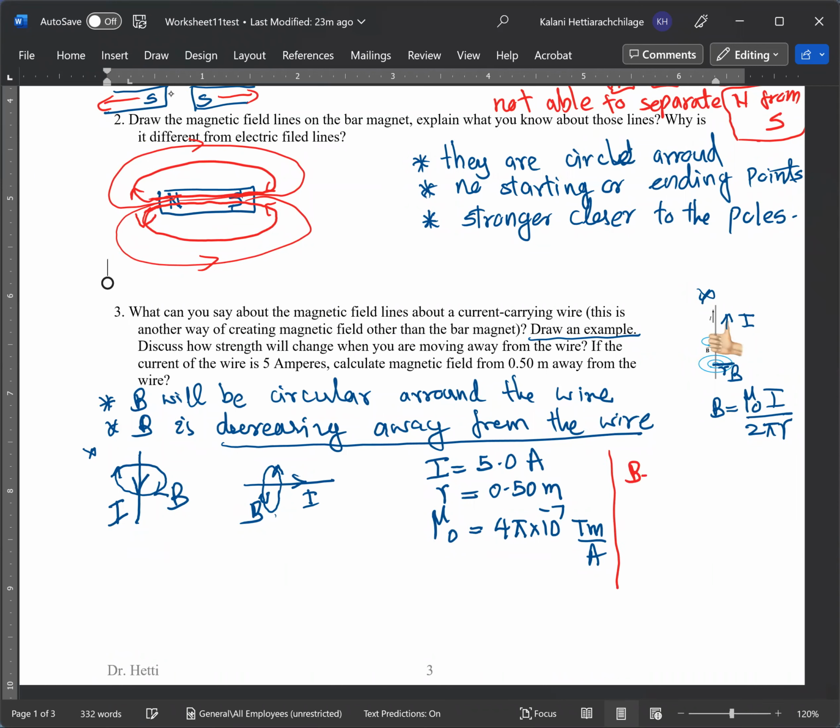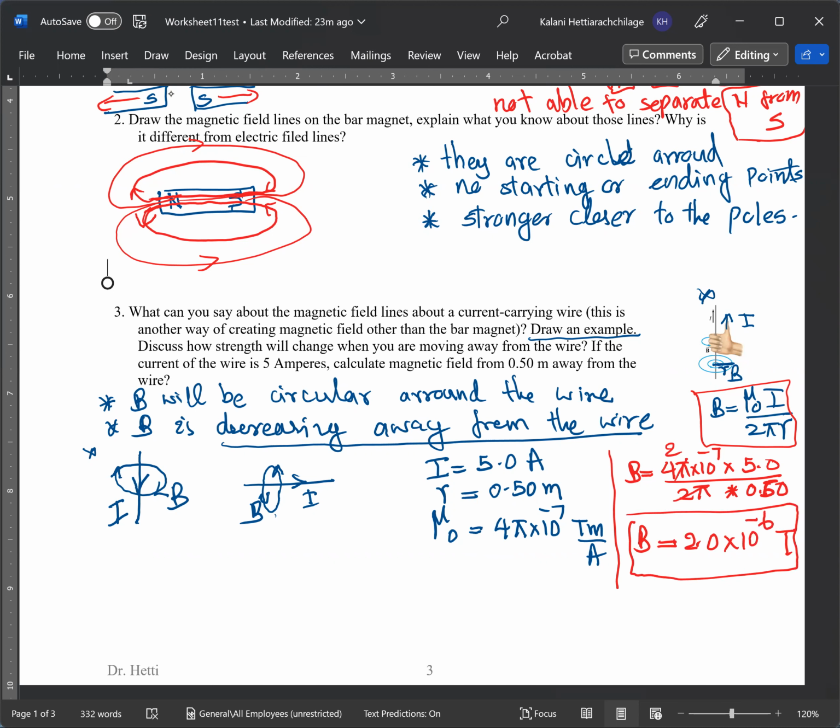So B equals mu naught I over 2 pi R, that's what we're going to use. Mu naught equals 4 pi times 10 to the negative 7, and I is 5, and you're going to divide that by 2 pi, and R is 0.50. Okay, let's plug it in, and 2 pi will cancel out. Then you can calculate B by plugging into the calculator. I got around 2.0 times 10 to the negative 6 Tesla.